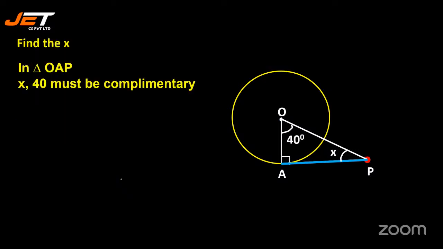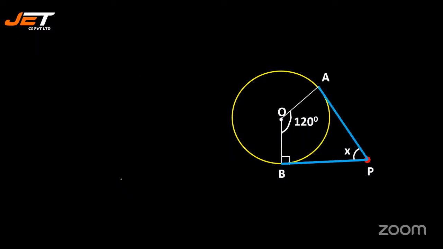Here, find the x in triangle OAP. x and 40 must be complementary. So x plus 40 is equal to 90, whereby x becomes 50. Isn't it? So 90 minus 40, x becomes 50. All right. Now see the next one.